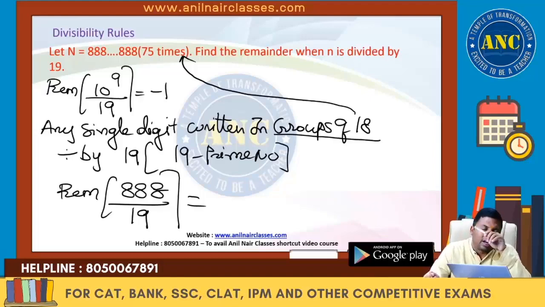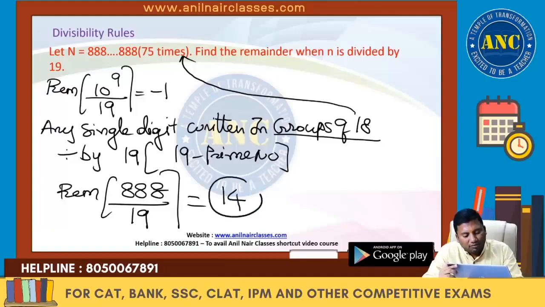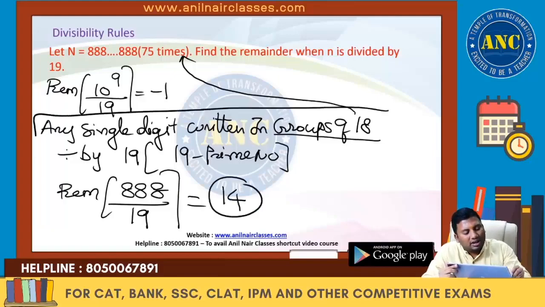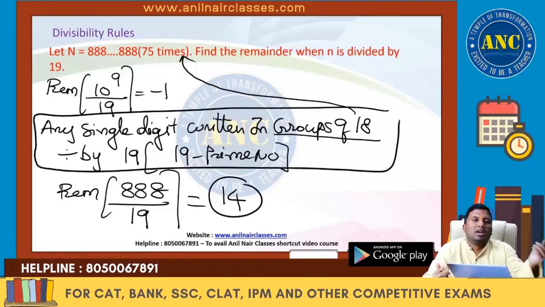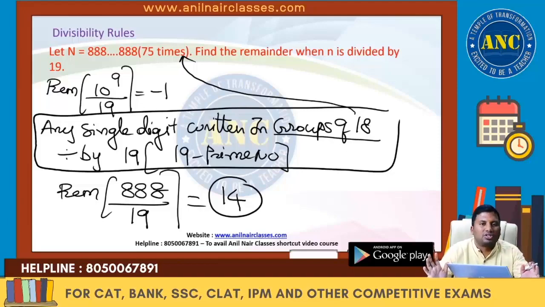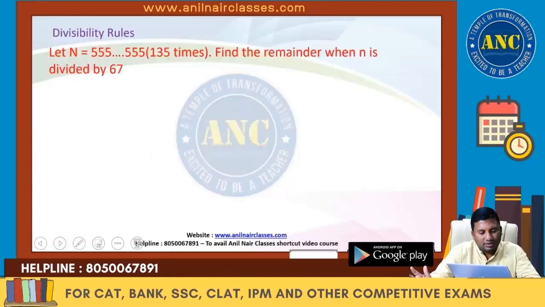128 means 19 sixes are 114. Remainder, how much is there? 14. Any single digit written in groups of 18 is always divisible by 19 because 19 is a prime number. Very advanced level questions. This class, I want you to do a recap once again whenever you get time. 10 power 9 divided by 19 is minus 1. Idea clear, right? Next one.